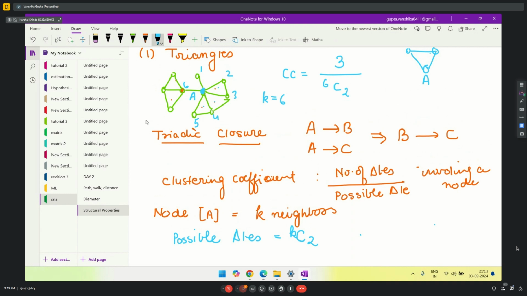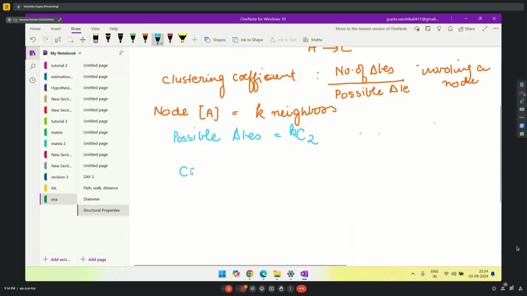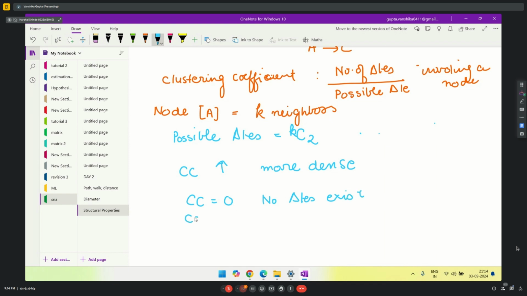Now, if the clustering coefficient is high, this means your graph is having more dense triangles. And if the clustering coefficient is low, that means you have fewer triangles. So just simply we can write it as, if the clustering coefficient is high, that means you have a more dense graph. If the clustering coefficient is, let's say, 0, that means no triangles exist. And if the clustering coefficient equals 1, that means we have a complete graph.